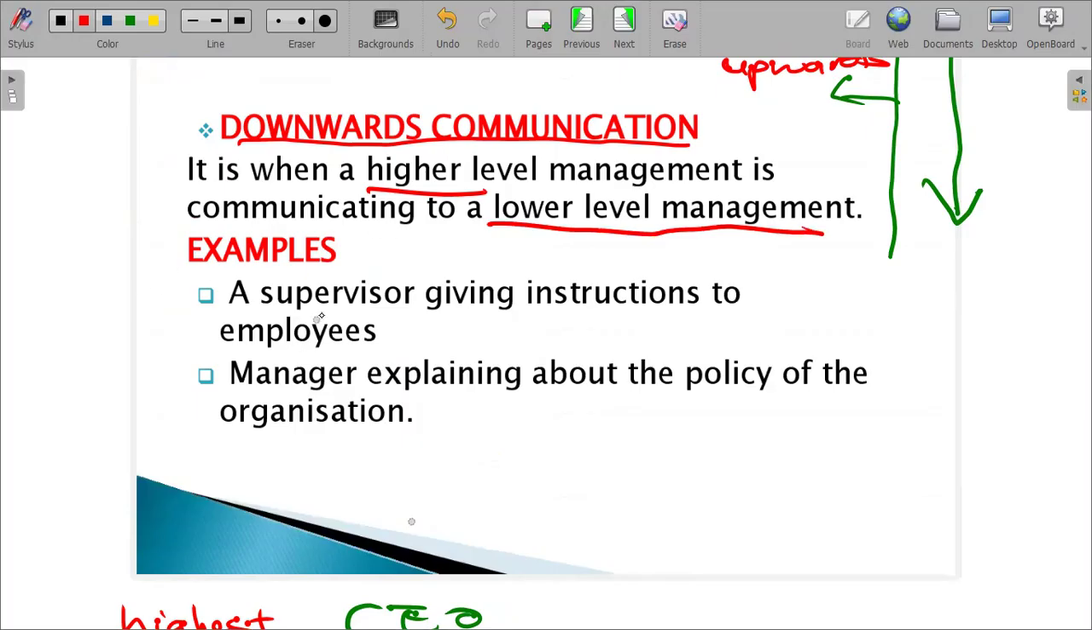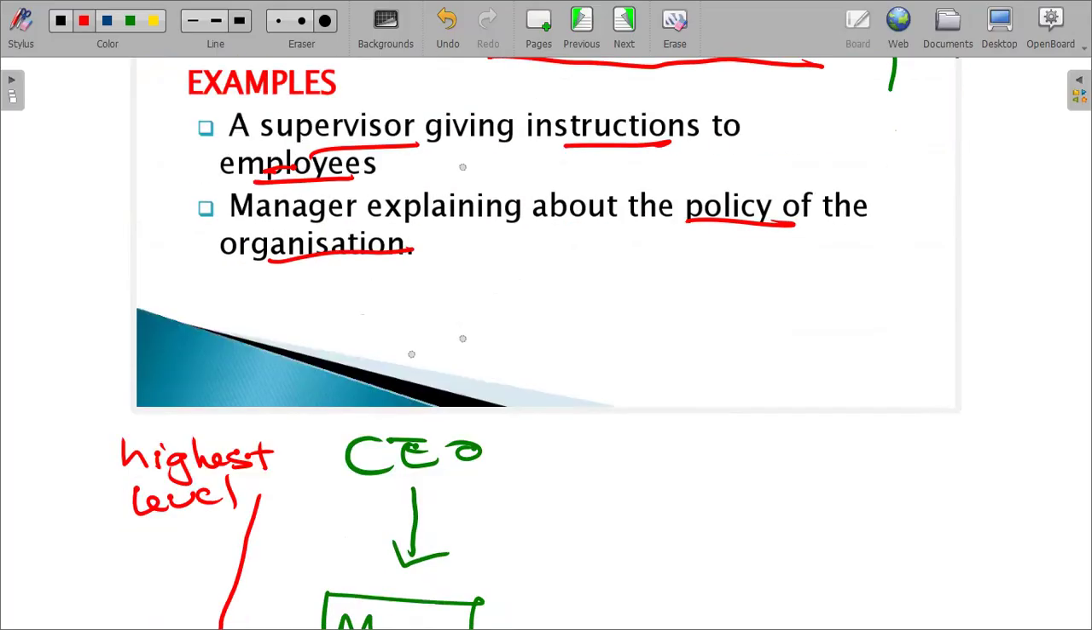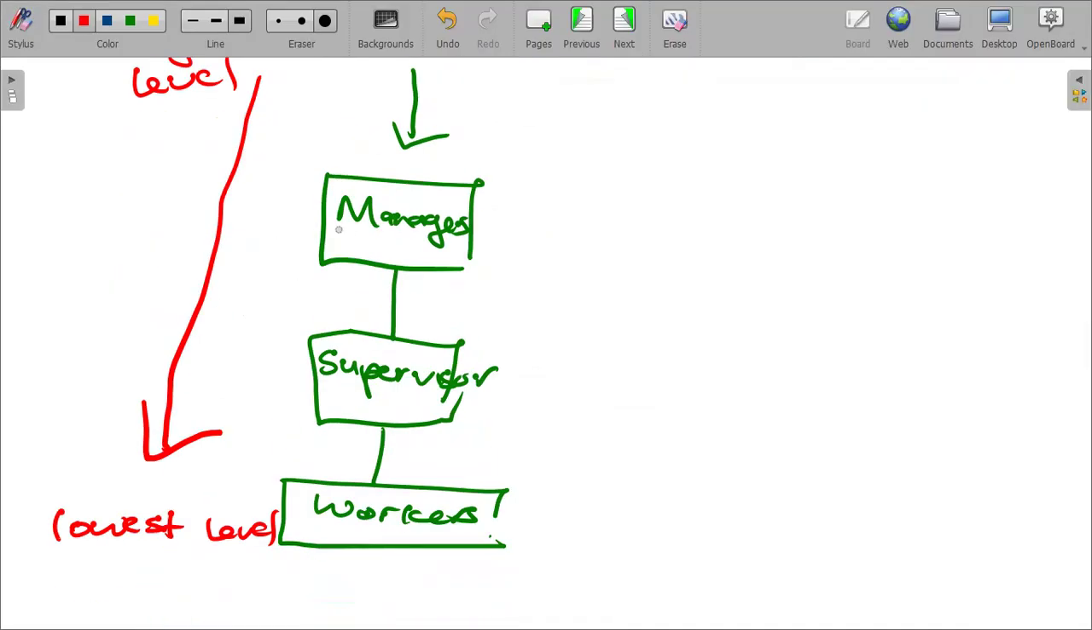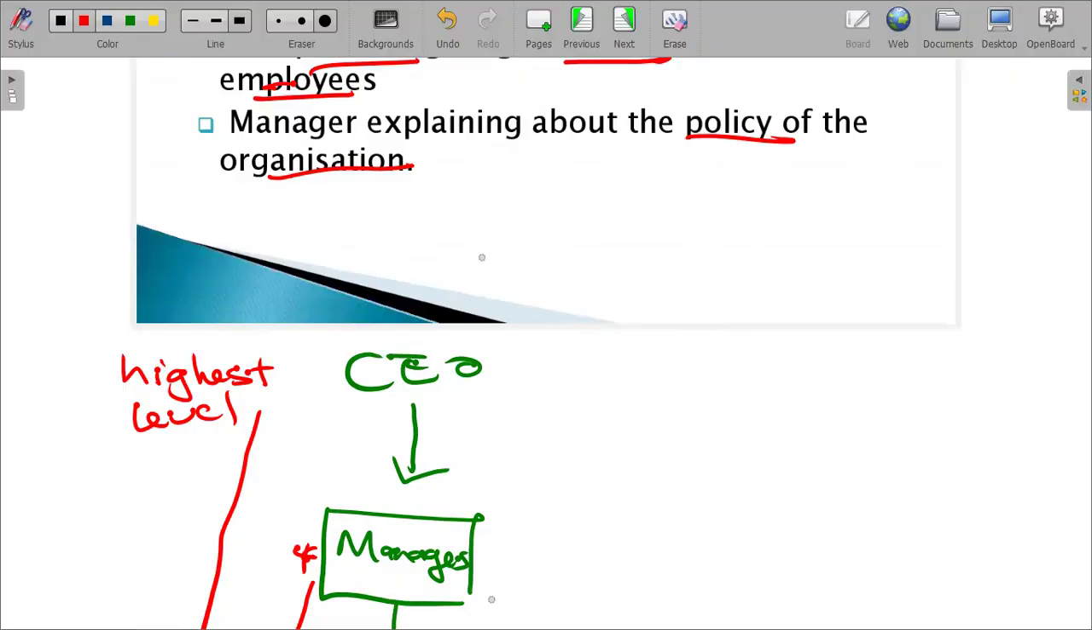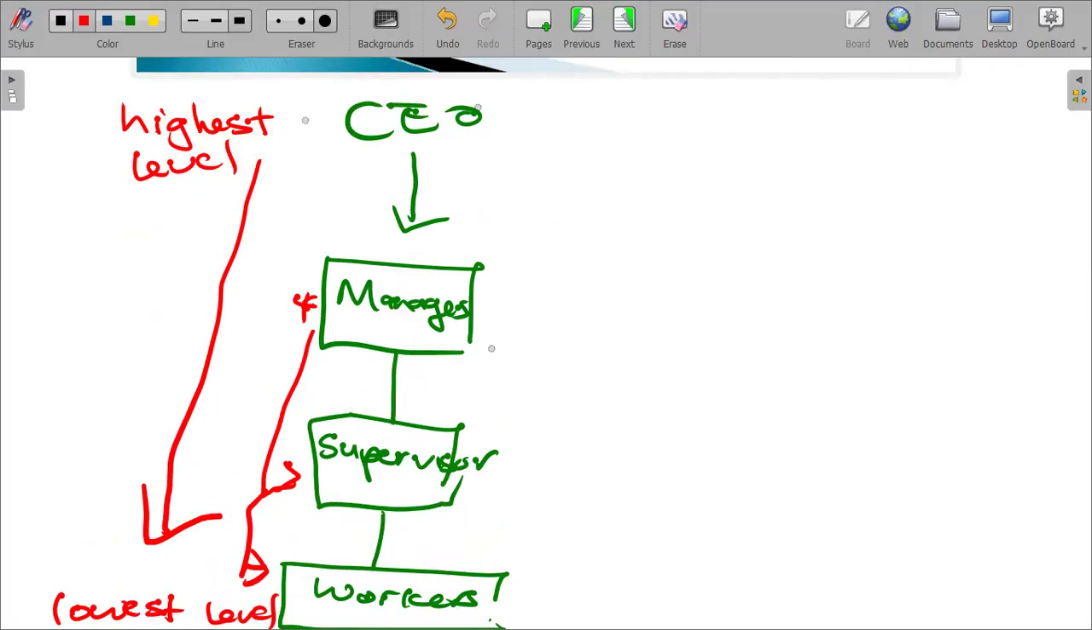I'm going to give examples of downwards communication. For example, a supervisor giving instructions to employees is downward communication. A manager explaining the policy to the organization, communicating to the supervisors and the employees. Or the CEO can give instructions to the managers, or the managers can give instructions or orders to the supervisors. That's downwards communication.